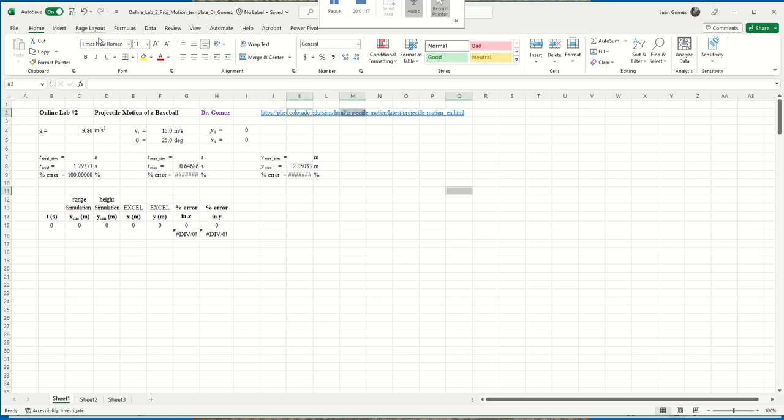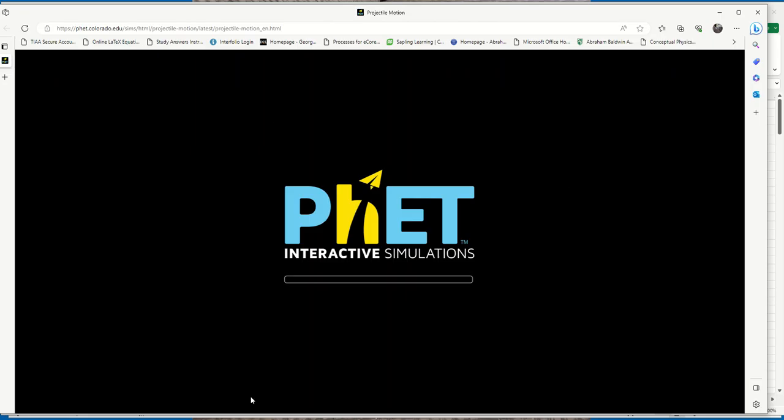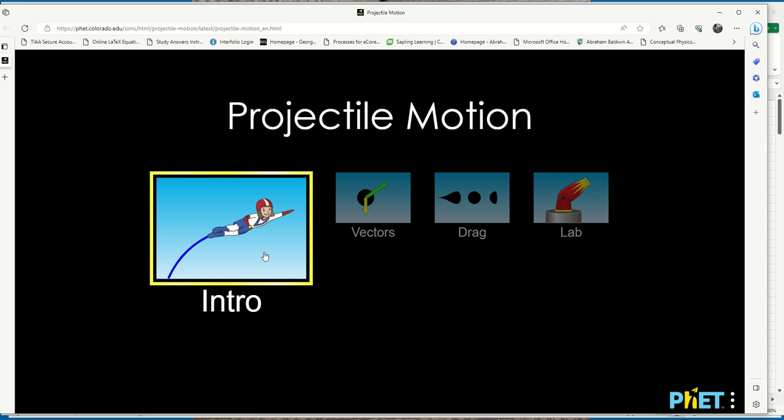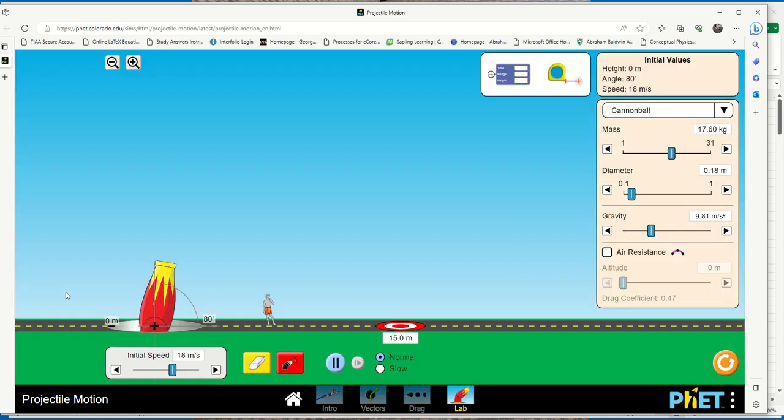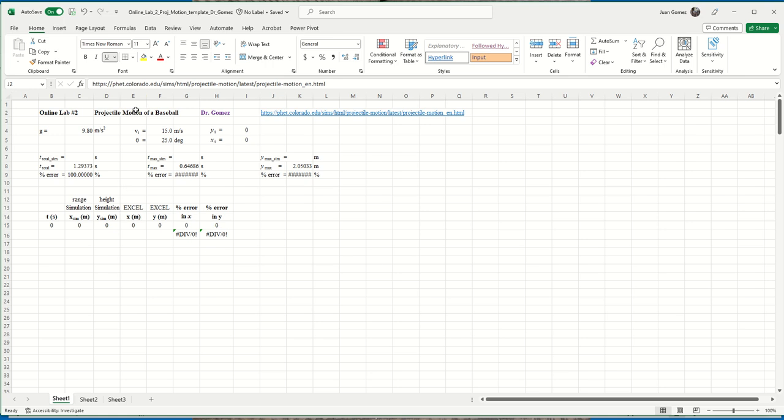So let's figure out how to get that open. I'm going to pause for a second. Yeah, let me just backtrack. So here's the link to the simulation. And you just click in cell J2, and it'll bring up the simulation. Projectile motion, you got intro, vectors, drag. We go to lab, and click on it a second time. Now here's the simulation.